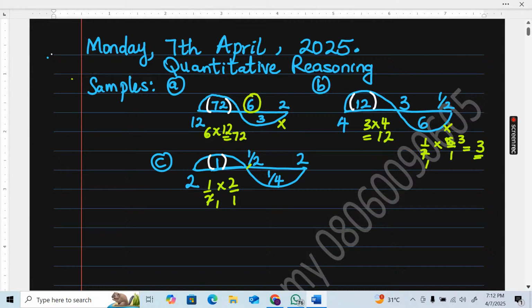2 divides 2, that's 1. You can see that our answer is equal to 1. That is how to figure out the number 1 in sample C.